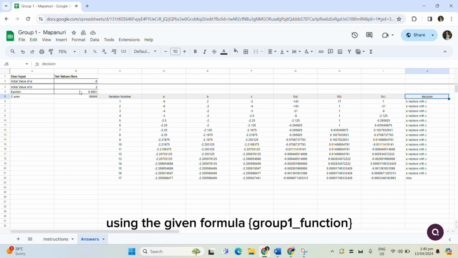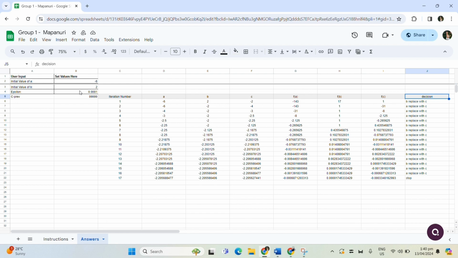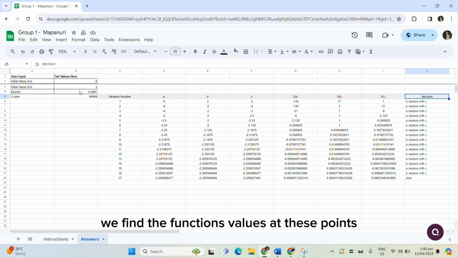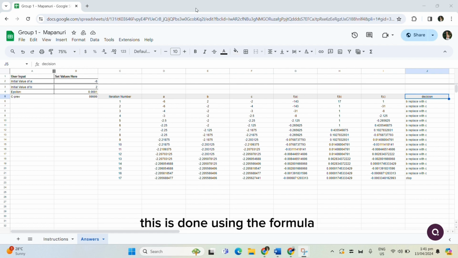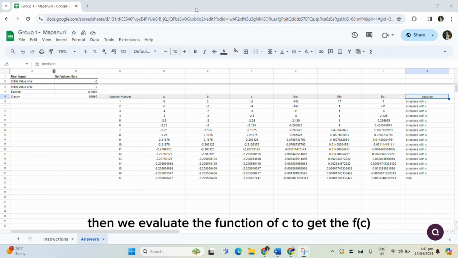Using the given formula, group 1 underscore function, we find the function's values at these points, giving us f of A and f of B. Next, we calculate C by taking the average of A and B. This is done using the formula C equals (A plus B) over 2. Then, we evaluate the function at C to get f of C.